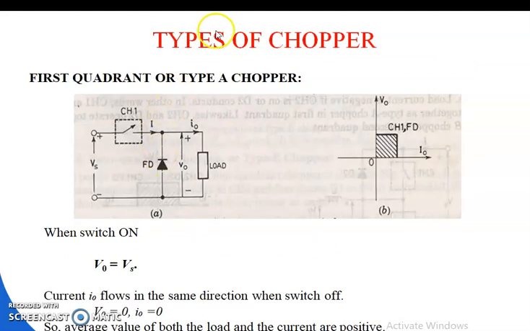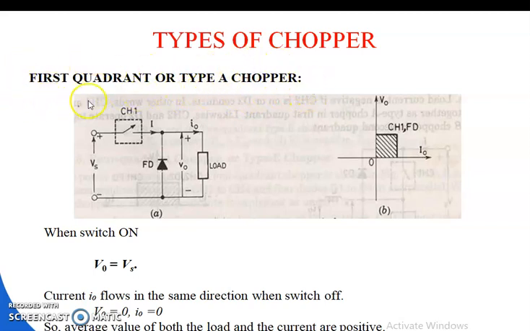Then we come to the types of choppers. We know that there are 5 different types of choppers: Type A chopper, Type B chopper, Type C chopper, Type D chopper, and Type E chopper. First of all, we have to call the first quadrant chopper, or Type A chopper.